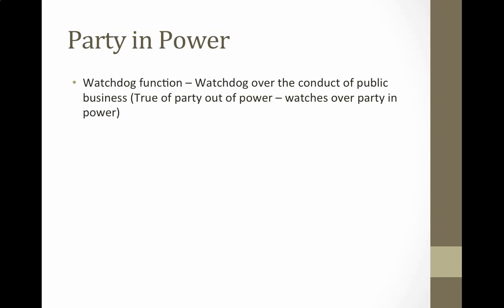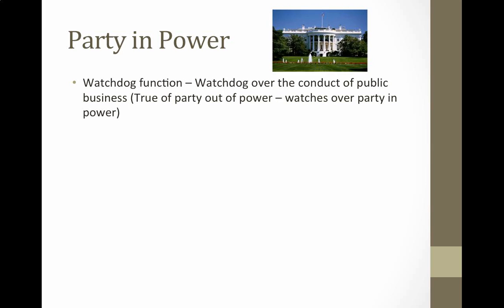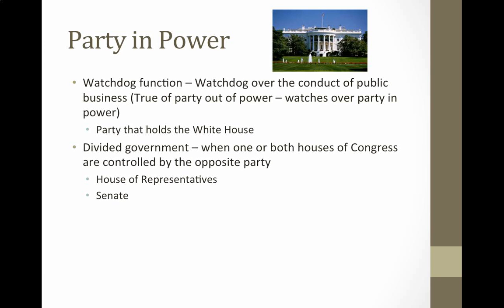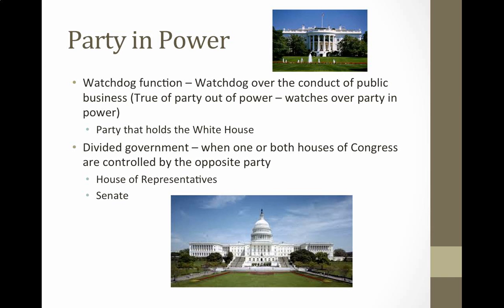The watchdog function is the fourth function, and I put party and power in there because it's the function of the watchdog to watch who's in the White House. And so the White House is the party in power. So since Barack Obama is in the White House and he is the President of the United States and he is a Democrat, the Democrats are the party in power. So the party out of power is responsible for this watchdog function. And what they do is basically watch over the party in power and make sure the president isn't doing anything they're not supposed to. So once again, the party that holds the White House is the party in power, and currently that's the Democrats. Divided government: when one or both houses of Congress are controlled by the opposite party.